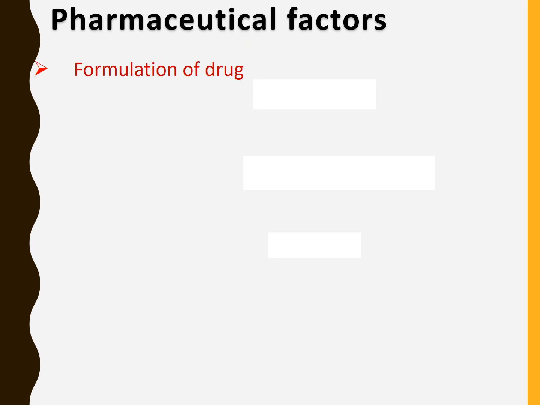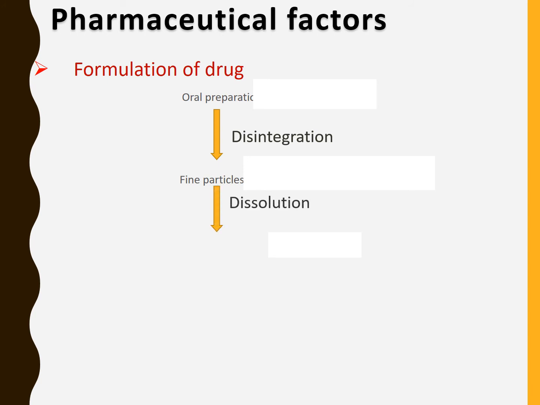Formulation of the drug. So when it is an oral preparation, it has to be disintegrated. When we take a tablet orally, in the stomach it has to be disintegrated. It should break down into small particles, made into fine particles. Then it has to be dissolved. So it has to be made into a liquid form, and only then can we absorb it from the intestine. So drug into solution, then it will be absorbed from our GIT.